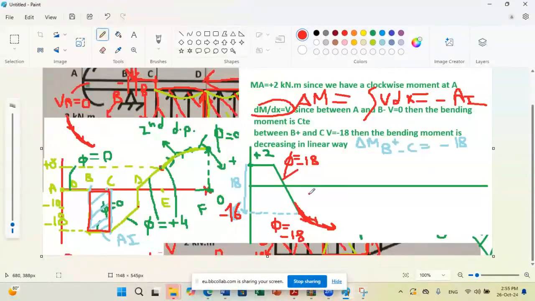And this is a second degree parabola. Okay? Now, between C and D, what will happen?